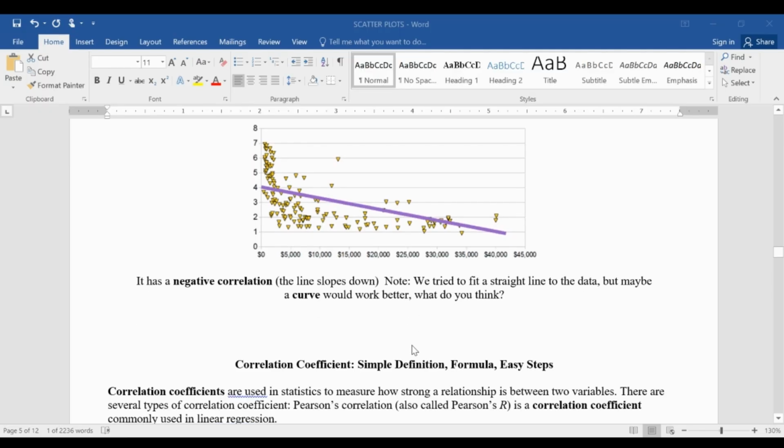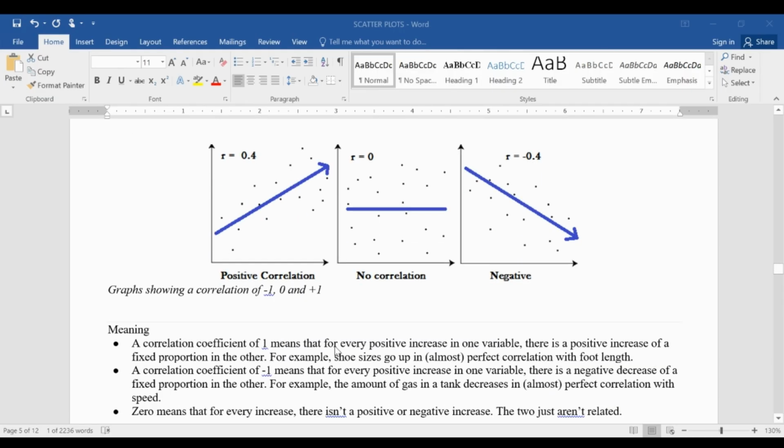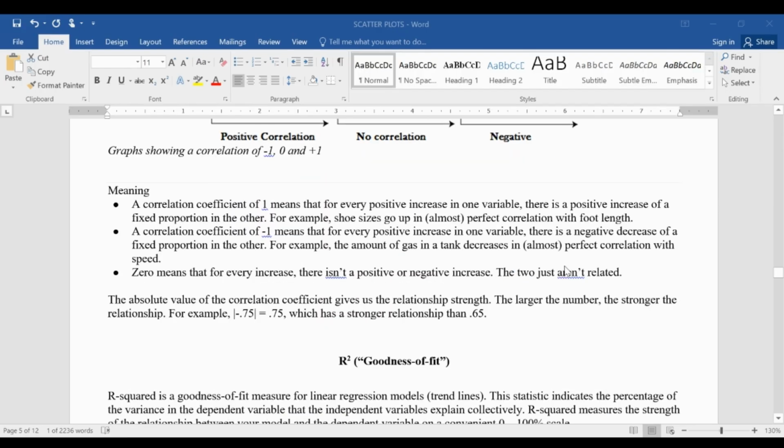Okay. Now, correlation coefficient, I briefly talked about. 1 is a perfect relationship, a perfect linking of those two data sets. -1 is perfect as well. 1 is positive, we have an increasing slope. -1 is negative, we have a decreasing slope. And if we have a correlation of 0, it means there's no relationship whatsoever. So again, positive correlation, no correlation, negative correlation.